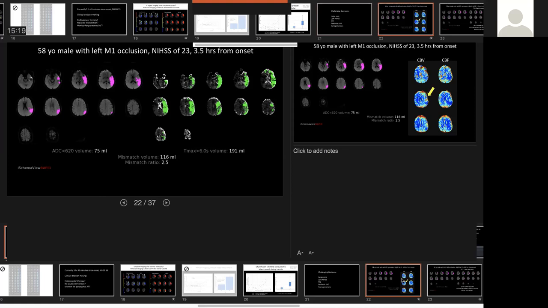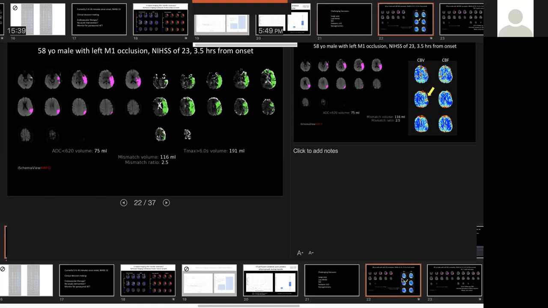And they also have a very large mismatch, right? The mismatch volume is 116 ml. So the question is, do you want to do a thrombectomy on this patient? This patient would not have been eligible for EXTEND-IA, would not have been eligible for DEFUSE 3 because the core is too big. But for clinical practice, we treat things differently than in a clinical trial.